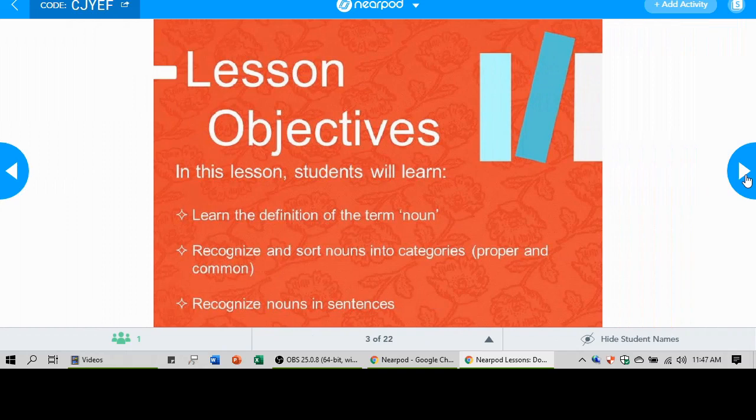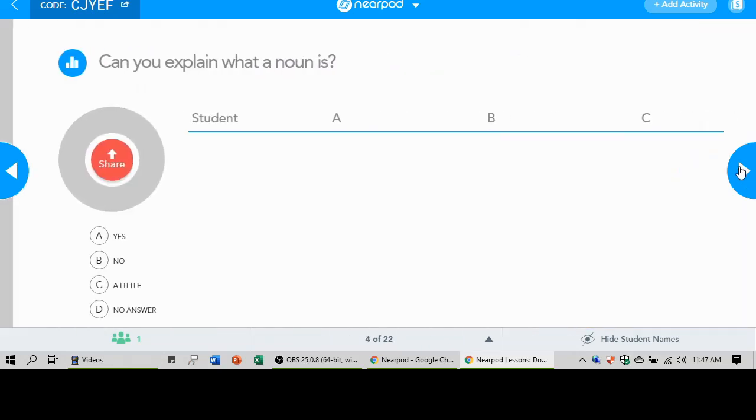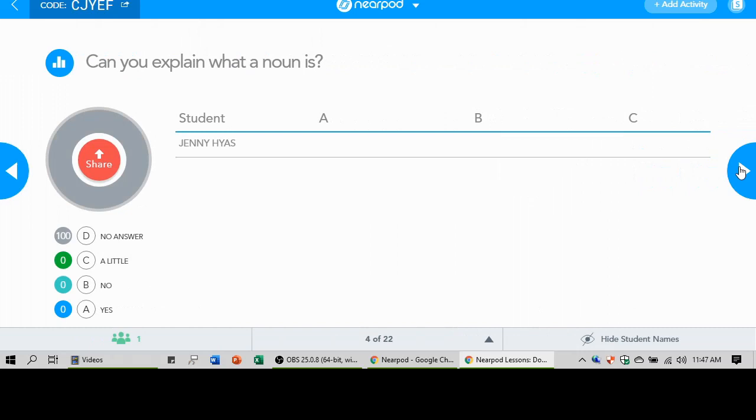Now we will be directed to the lesson objectives. Also, the students will be able to see the lesson objectives so that they will be guided on what to learn for today's session. Click the arrow and, can you explain what noun is? That is the first question that will be shown to the student.